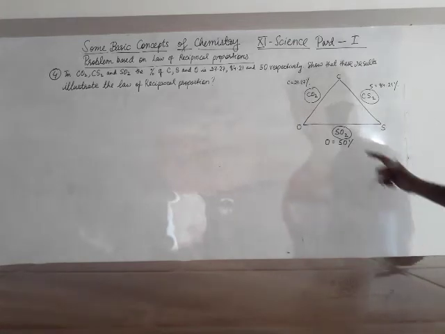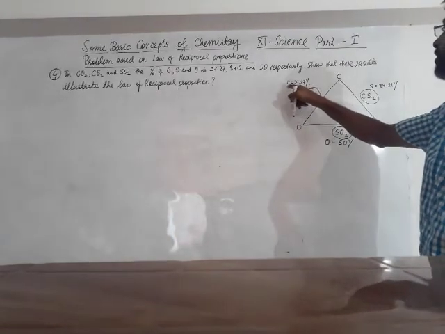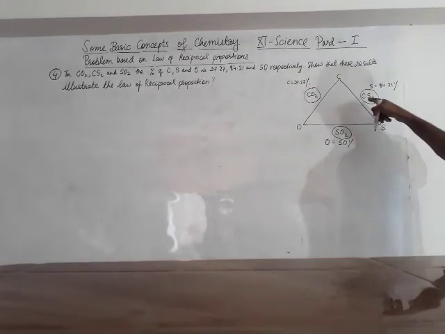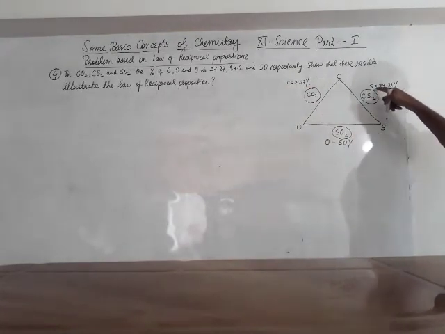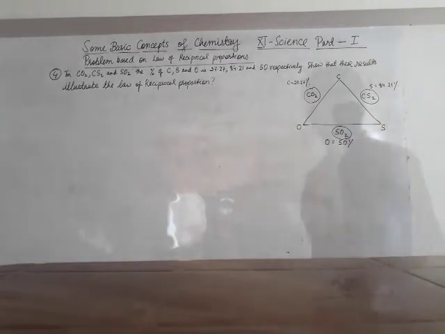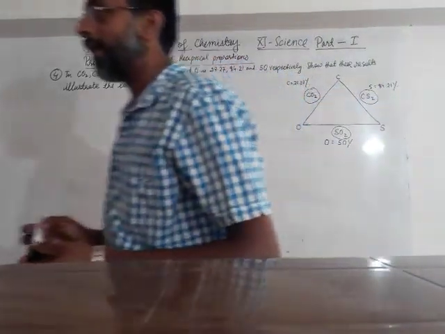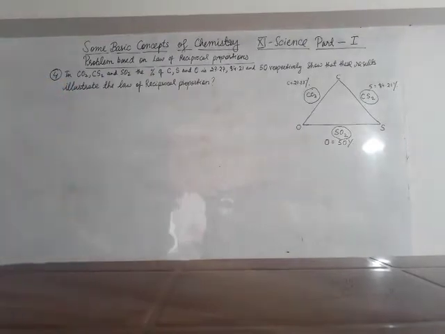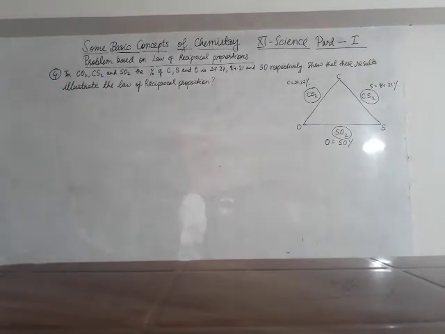And moreover, in carbon dioxide, the percentage of carbon is given. In carbon disulfide, the percentage of sulfur is given. In sulfur dioxide, the percentage of oxygen is given. So knowing these percentages, it is possible to find the percentage of the other element in each compound. Let us calculate it. You calculate. I am waiting for your answer now.